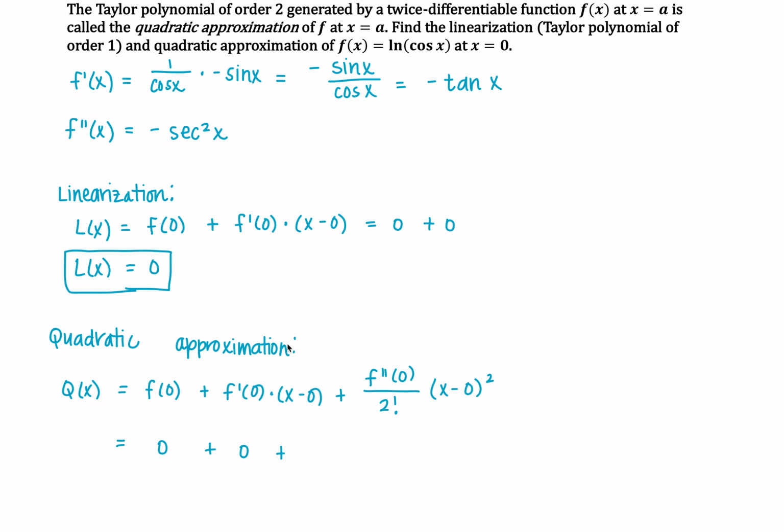Second derivative. Secant of 0 is 1. So secant squared is also going to be 1, but we have a negative in front of it, so that's going to be a negative 1. 2 factorial is 2 times 1, or 2. X minus 0, I don't even know why I have the parentheses here. We're just going to have x squared. So our quadratic approximation is just negative 1/2 x squared.